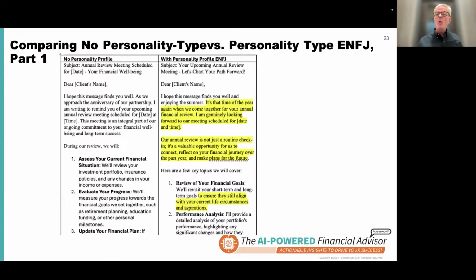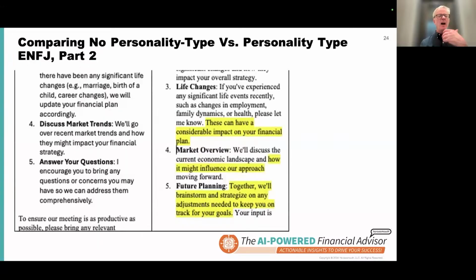But when you enter your personality code, look at what you're getting here. The subject line's different. Your upcoming annual review. Let's chart your path forward. A little bit of enthusiasm there. And then it opens by saying, I hope this message finds you well and enjoying the summer. It's that time of the year again when we come together for your annual financial review. I'm genuinely looking forward to our meeting scheduled for date and time. Our annual review is not just a routine check-in, but a valuable opportunity for us to connect, reflect on your journey over the past year, and make plans for the future. Okay? And it goes on.